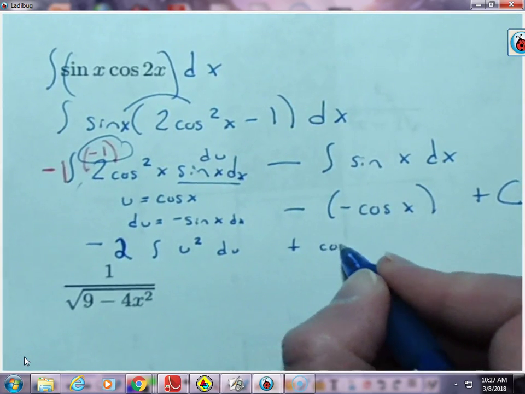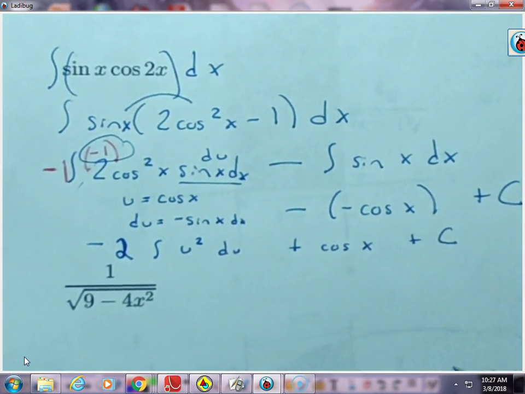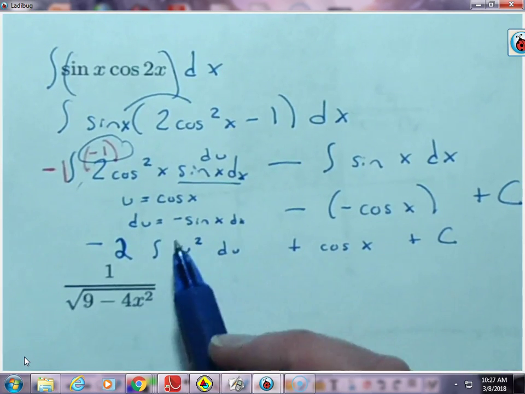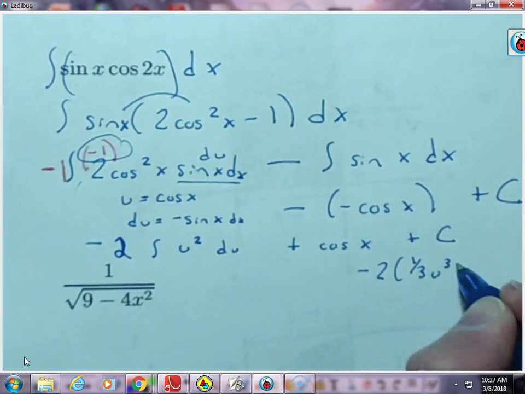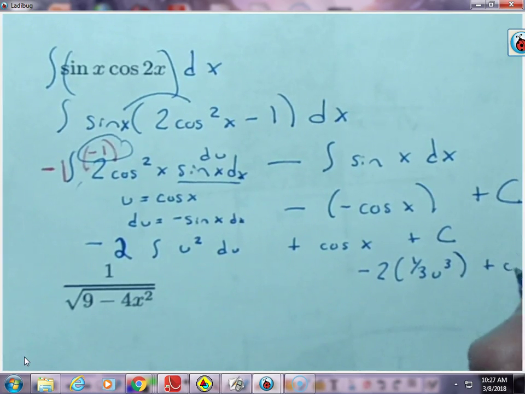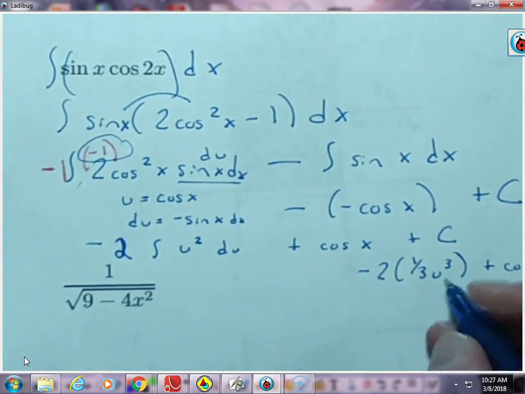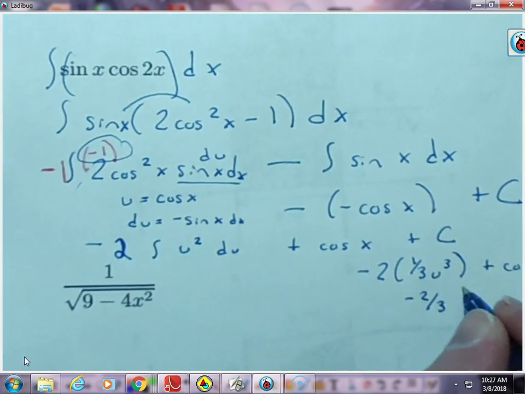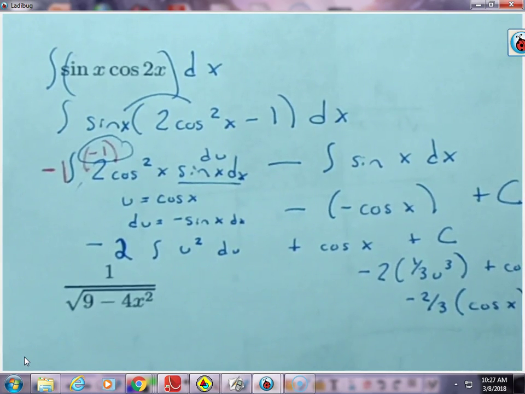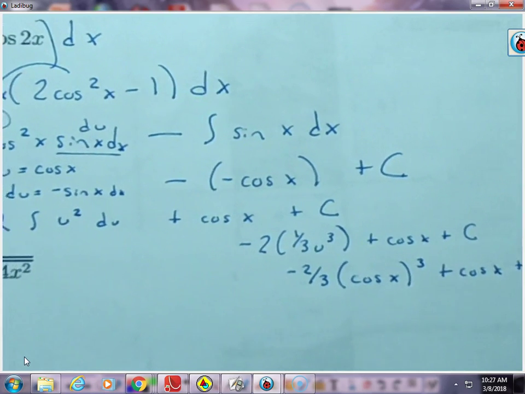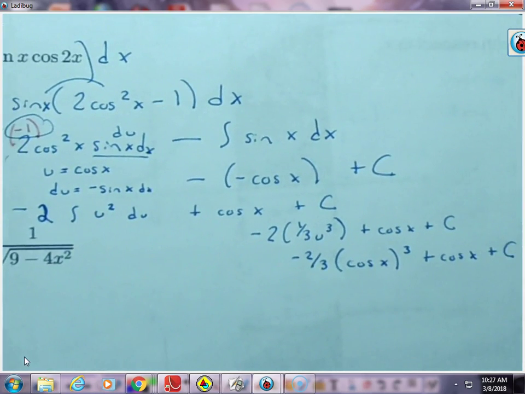And then plus cosine x plus c. And then that's just the power rule. So -2 times 1/3 u cubed plus cosine x plus c. So -2/3, and u was cosine x, cubed, plus cosine x plus c. Oh, sorry. Let me do some stuff here.